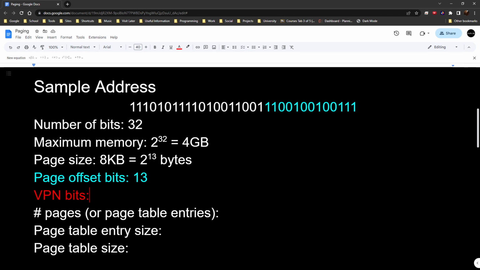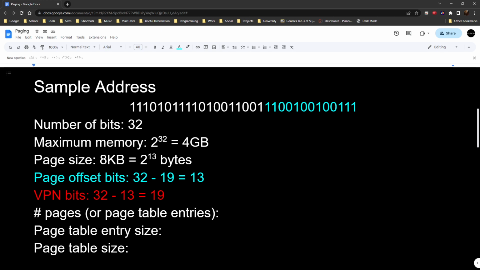Now, we can also calculate the VPN bits. I'm not talking about a virtual private network, ExpressVPN, or NordVPN, or GlobalProtect. Oh man. I'm talking about a virtual page number. The amount of bits reserved for that is easy to calculate. It's the total number of bits, which is 32, minus the page offset bits, which is 13, equal to 19. And the same is true for page offset bits: it's going to be 32 minus 19 equals 13. So they're both the same in that way.